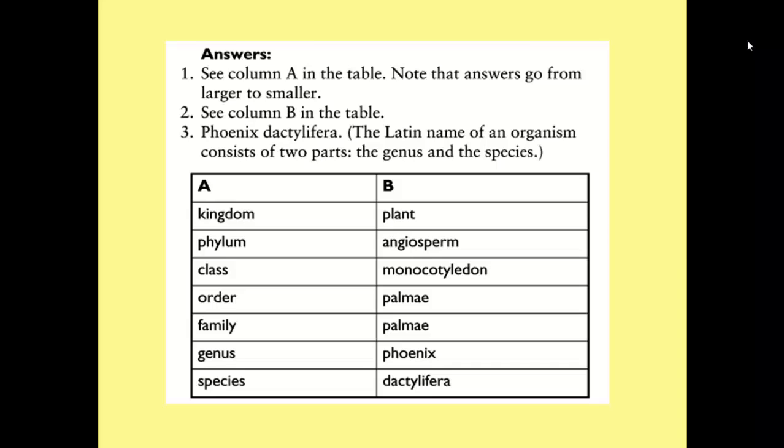Complete column number B with the classification of the date palm. Kingdom plant, phylum Angiosperm, class Monocotyledon, order Palmae, family also the same name Palmae, genus Phoenix, species Dactylifera.